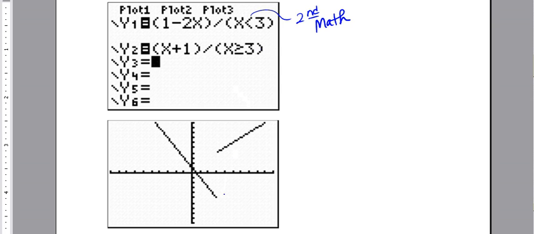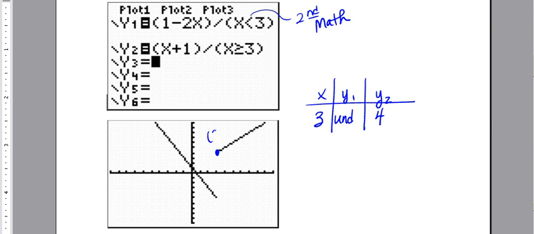Now, your calculator will not tell you where you need an open and closed circle. You have to know that on your own. And also, if you look at the table, at 3, well, the first function is not defined at 3, so you're going to see it undefined there. Y2 is going to be defined there. 3 plus 1 is 4. So we know that 3, 4 is included.